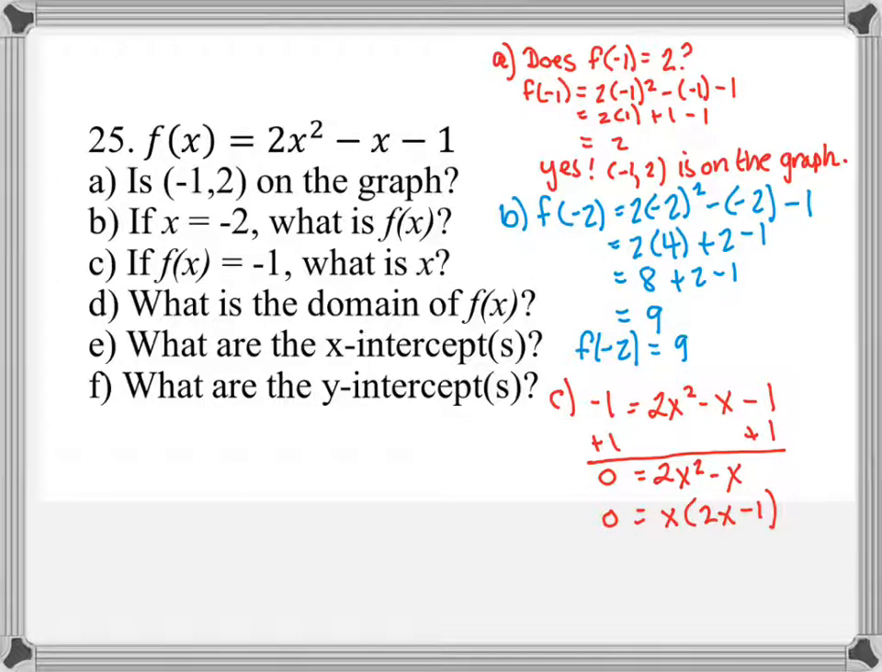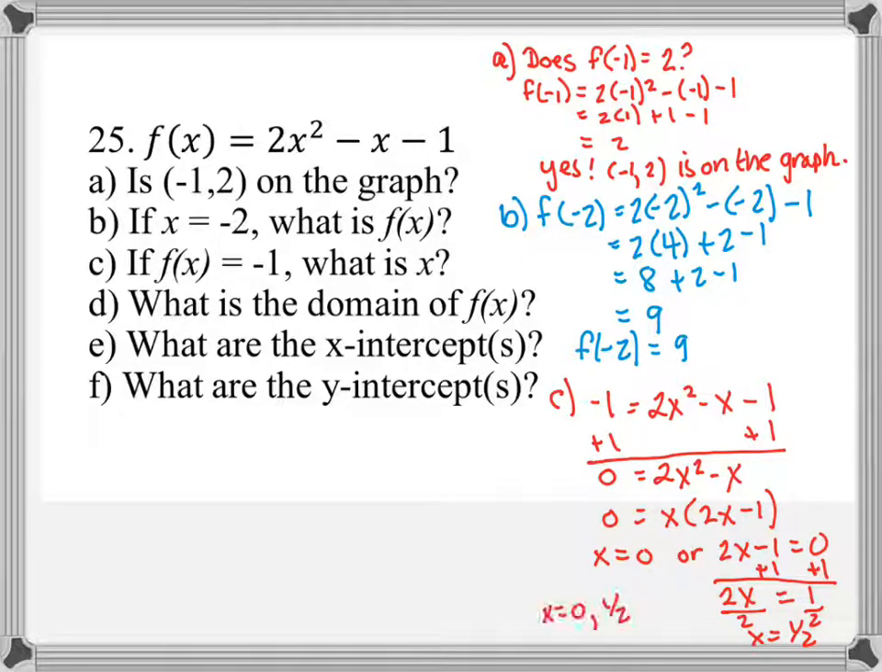Factoring out an x on the right, I get 0 equals x times 2x minus 1. I will set each factor equal to 0. x equals 0, or 2x minus 1 equals 0. So one value of x is x equals 0. The second one, I will add 1 to both sides. 2x equals 1, divide by 2, and x equals 1/2. So if f of x equals negative 1, x equals 0, or 1/2.